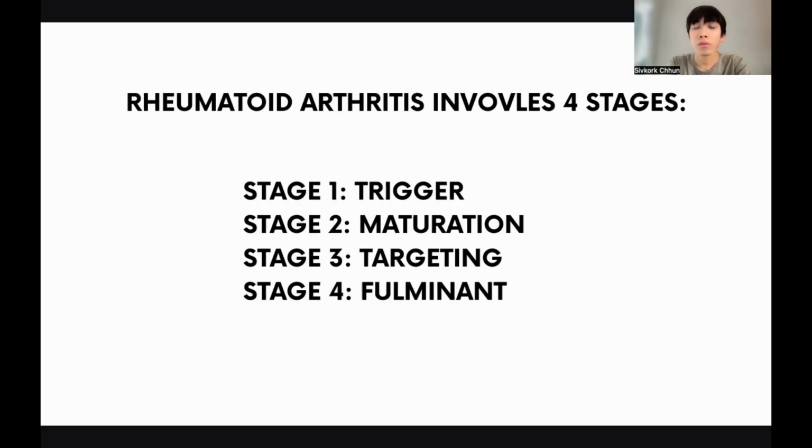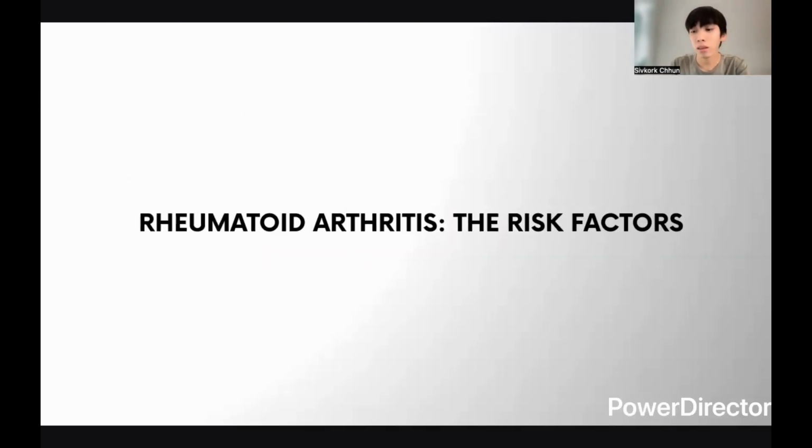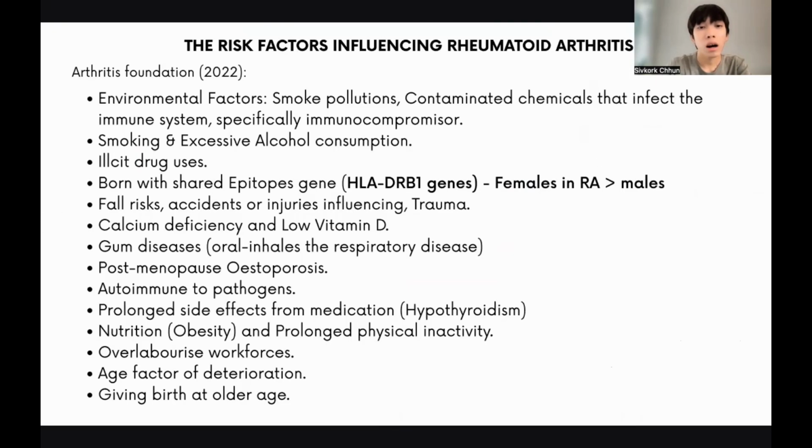So to recap, rheumatoid arthritis causes involve environmental factor triggers, the disturbance of peptide citrullination and protein changes, and the citrullination process. So what are the risk factors of rheumatoid arthritis? According to the Arthritis Foundation, rheumatoid arthritis is linked to environmental factors, which means smoke, pollution, and contaminated chemicals that affect the immune system, specifically in immunocompromised people.